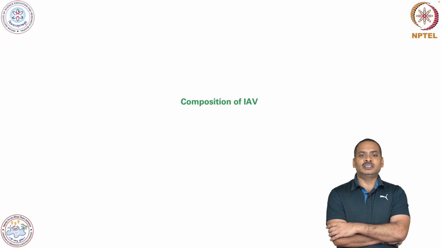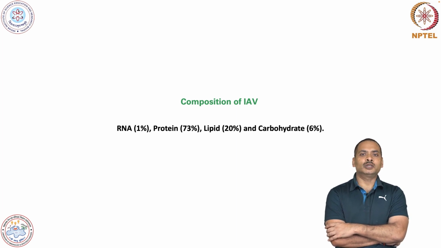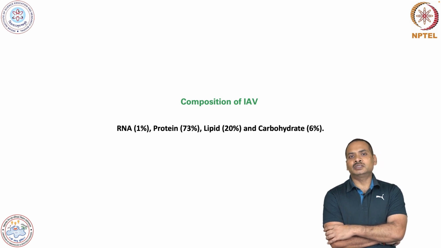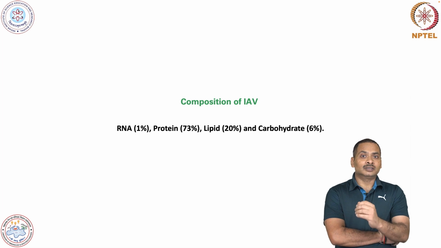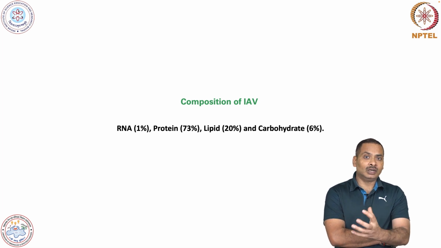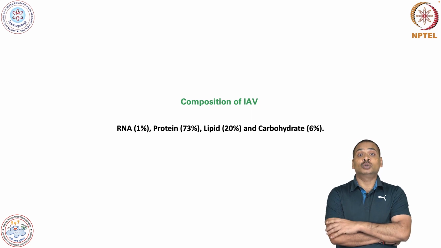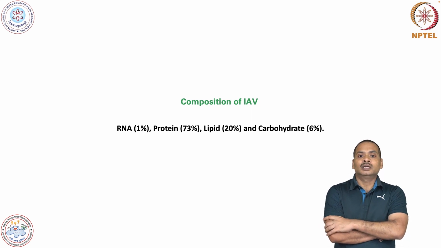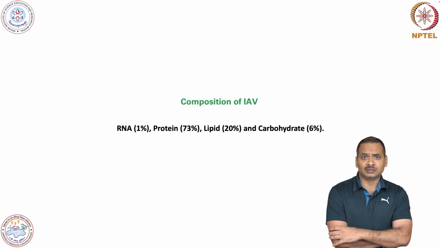Here you can see that this virus consists of 1% RNA, 73% protein component and 20% lipid component. Try to understand that this is an enveloped virus, and it receives the envelope from the host cell. It also has carbohydrate, about 6%.